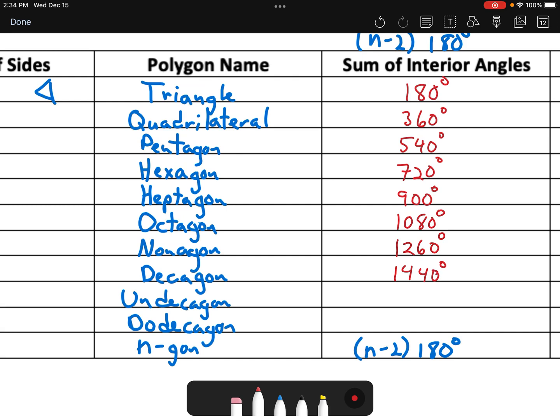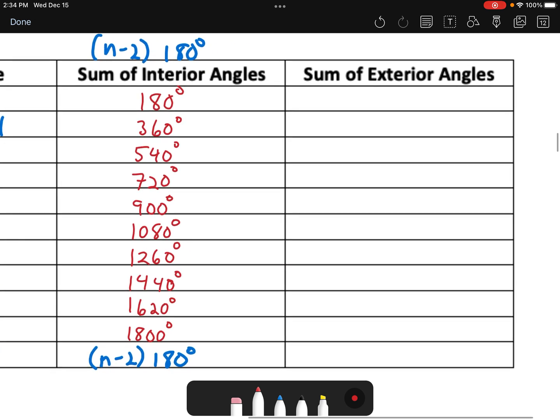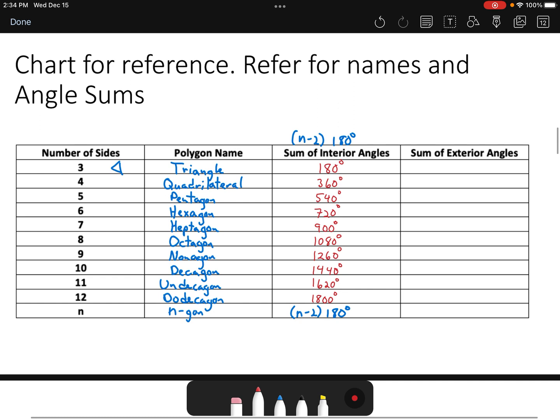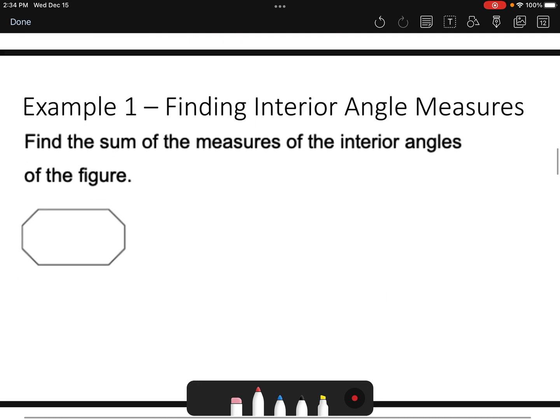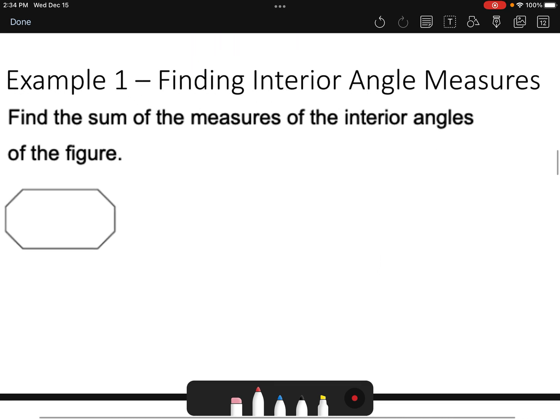Let's see, I'm going to have to get a calculator. I think that's 1620, and then I think it's 1800 for a dodecagon. And that's just simply found by putting it in your calculator and taking n minus 2 times 180. Now, the sum of the exterior angles, we'll be looking at that too. We'll come back to that chart here in a bit.